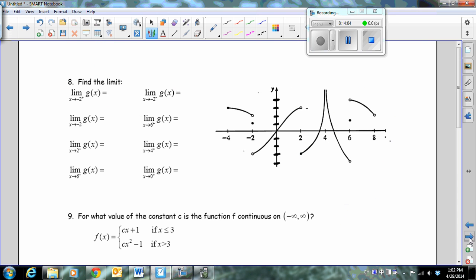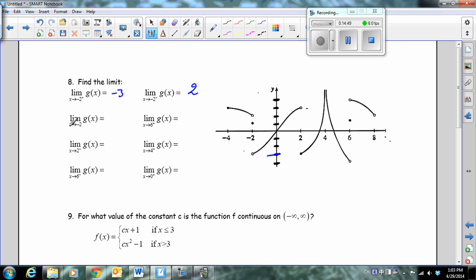We have one more problem. The last problem says find the limit. The limit as x approaches 2 from the right. If it's approaching 2 from the right, we're somewhere below here, so I will say -3. The limit as x approaches 2 from the left, it would just be 2, because it's somewhere, let's say 2 from the left, it's at 3 actually, not 2. Actually it's -2. From -2 from the right is here, and from the left is 2.